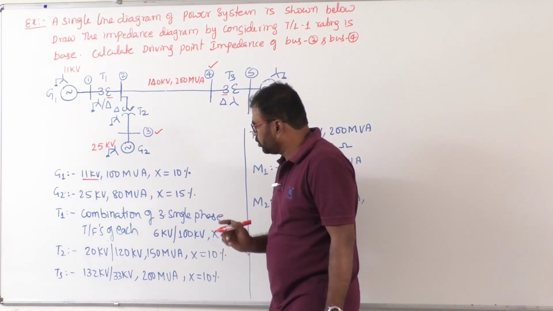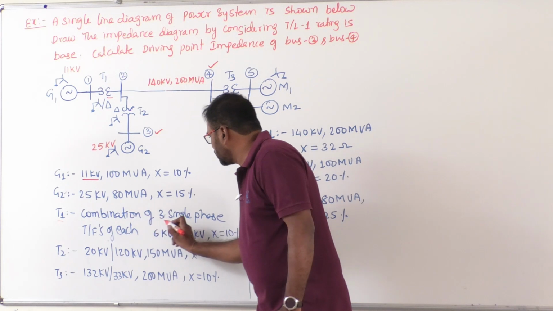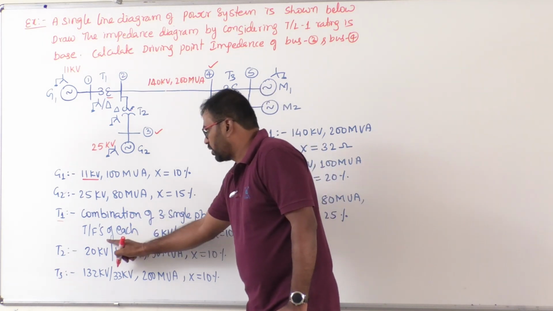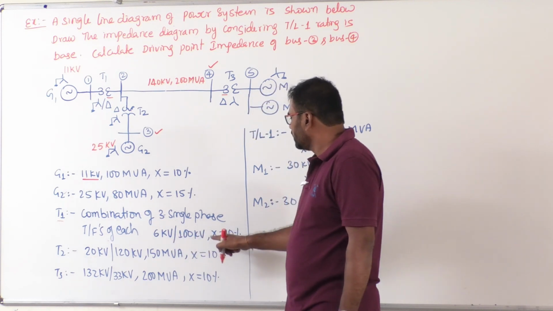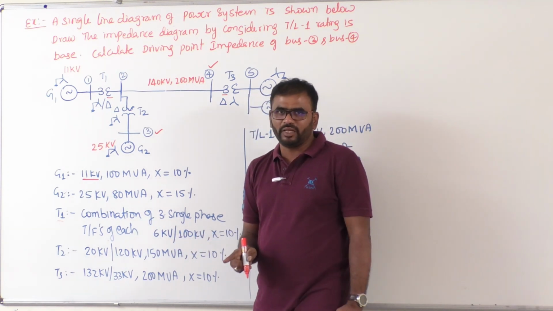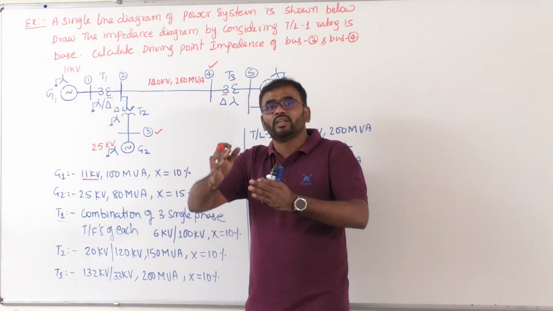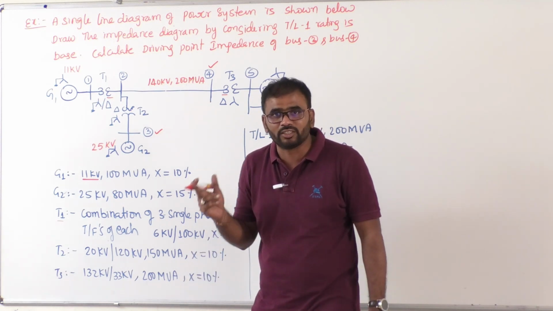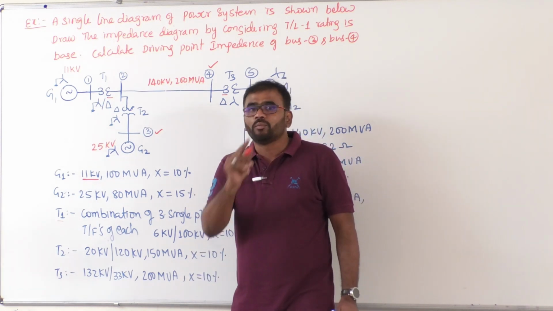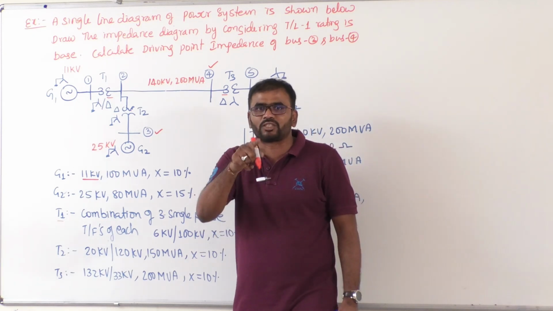But before that, if you really notice, transformer 1 is clearly mentioned. It is a combination of 3 single phase transformers, each of rating 6 kV by 100 kV, X equal to 10%. That means if 3 single phase transformers combine to form a 3 phase transformer, its per unit reactance will change or not change? Its per unit reactance will not change, but what will change? MVA rating will change and voltage rating will change based on the connection.